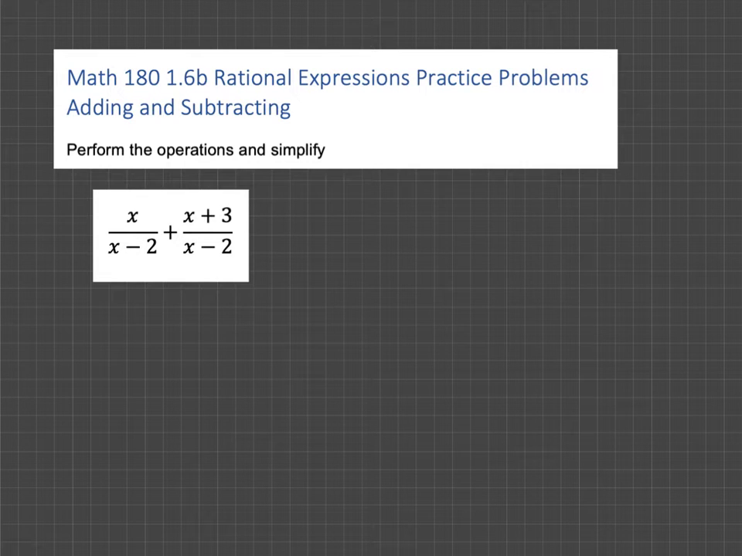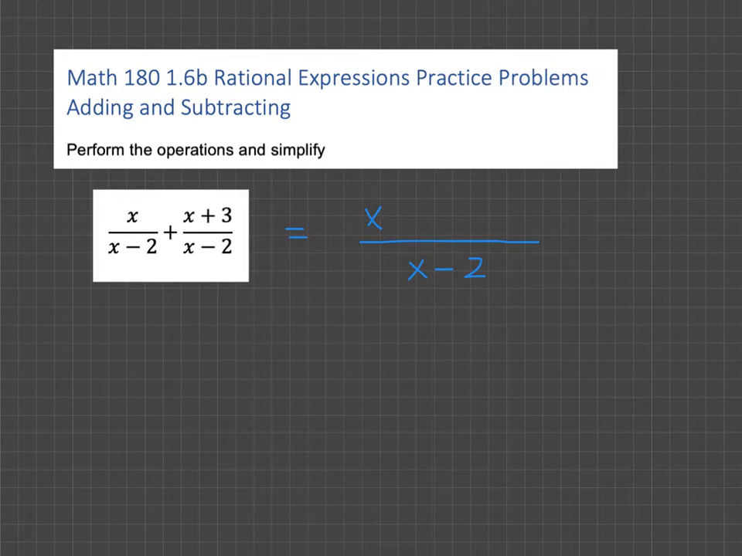Let's do some practice problems, adding and subtracting rational expressions. So we want to perform the operation and simplify if possible. So remember, we want a common denominator to be able to add or subtract. We have a common denominator. It is the x minus 2. So we can just skip to adding across the numerator.